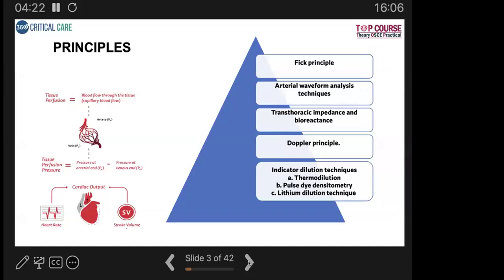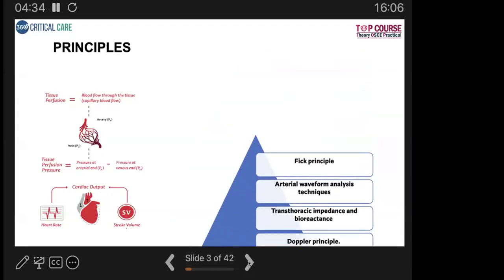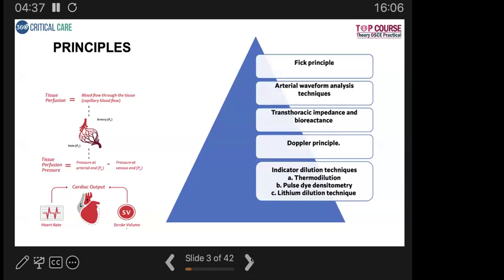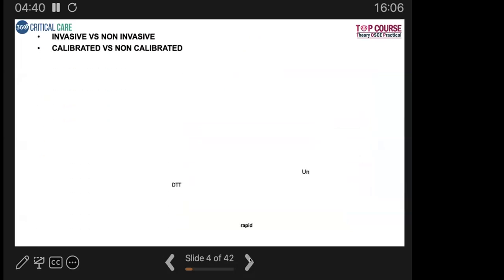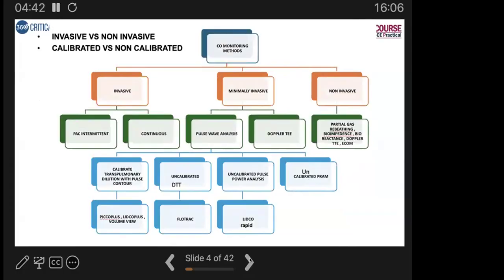So this is one way of classifying the cardiac output devices using the principles: Fick principle, arterial waveform principle, transthoracic impedance bioreactance, Doppler principle, and indicator dilution techniques. The second way is whether it's an invasive device or a non-invasive device, whether it's a calibrated device or a non-calibrated device. When we see the invasiveness of the device, we can classify them into invasive, minimally invasive, and non-invasive. The invasive one is the pulmonary artery catheter.